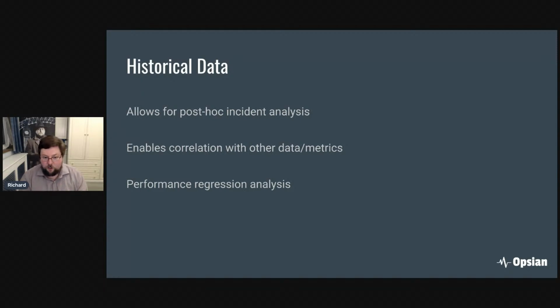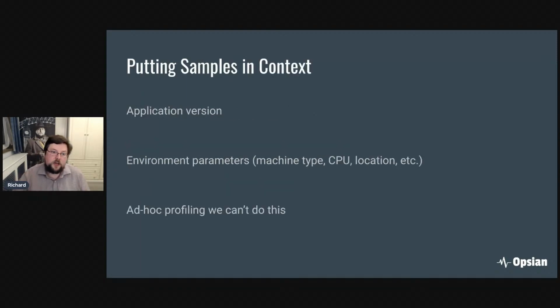You can correlate that with other data and metrics that are going on in the system. And if you have an intermittent problem, you can see, look, every time we saw this thing in our profiling data, we also saw these other metrics go up at the same time. So that's very useful. It also allows regression analysis. So you release a new version of your software to production, you can see the performance data before and after when you've got historical data. Very useful.